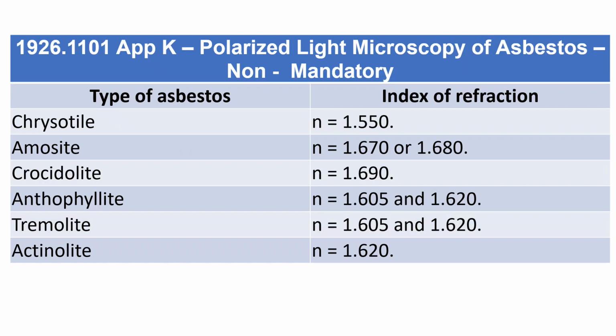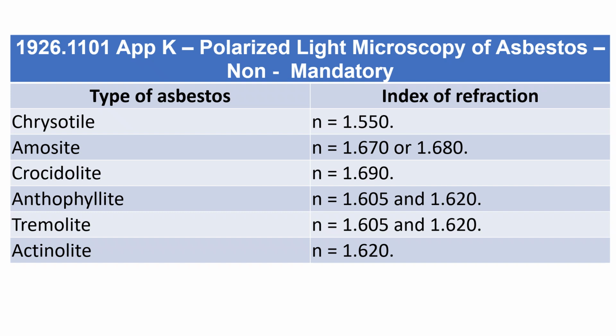Type of asbestos. Index of refraction. Chrysotile. Index of refraction is n equals 1.550. Amosite. Index of refraction is n equals 1.670 or 1.680. Crocidolite. Index of refraction is n equals 1.690.